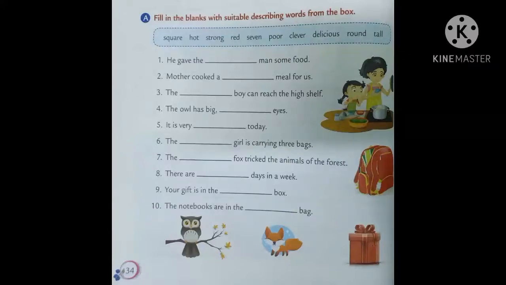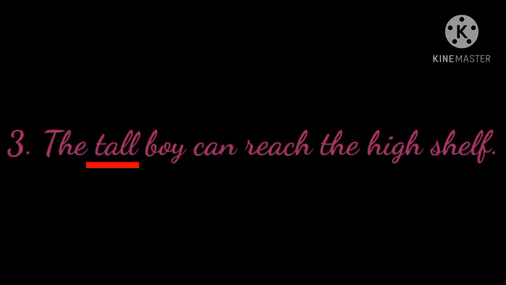Square, hot, strong, red, 7, clever, round, tall. Who will reach the high shelf? Tall boy. Okay, so the answer is, the tall boy can reach the high shelf. So the third answer is, the tall boy can reach the high shelf.